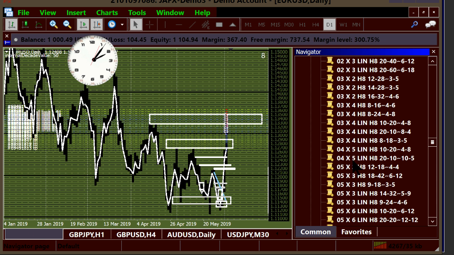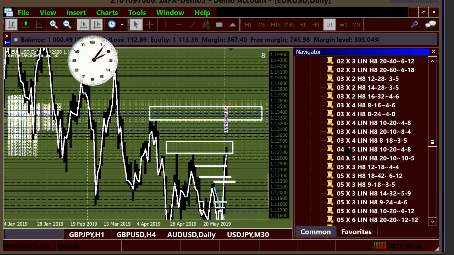Semi-manual trading, I suppose. Like here I can just say, you know what? I definitely want to sell up there for the scalp. And I know this is a scalp. It's an 8-pip stop.